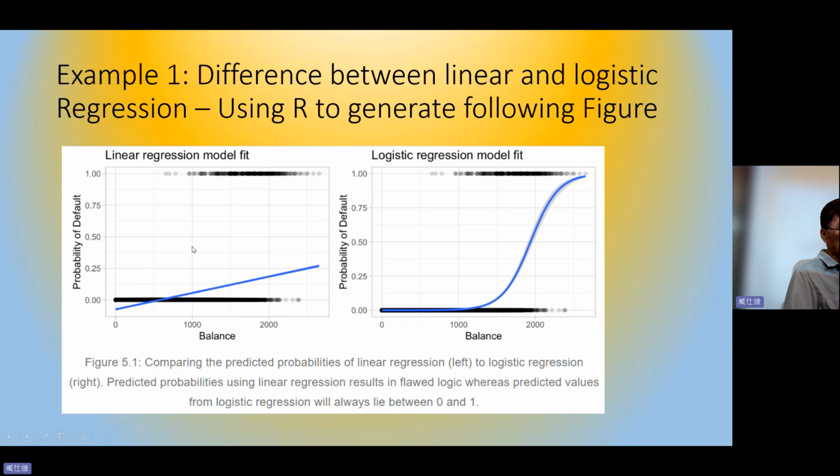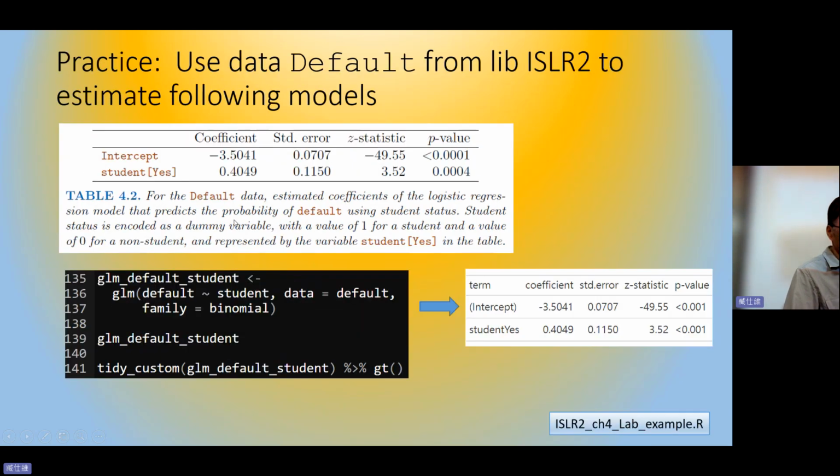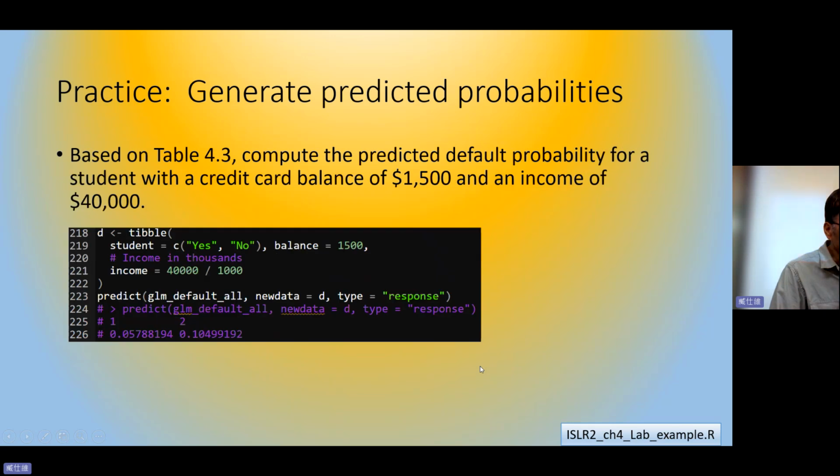Down here, you can check the results. I didn't change much; basically it's still the same as you saw before. Here is about how to generate the predicted probabilities. You have to understand how to generate the predicted probabilities based on your input data.